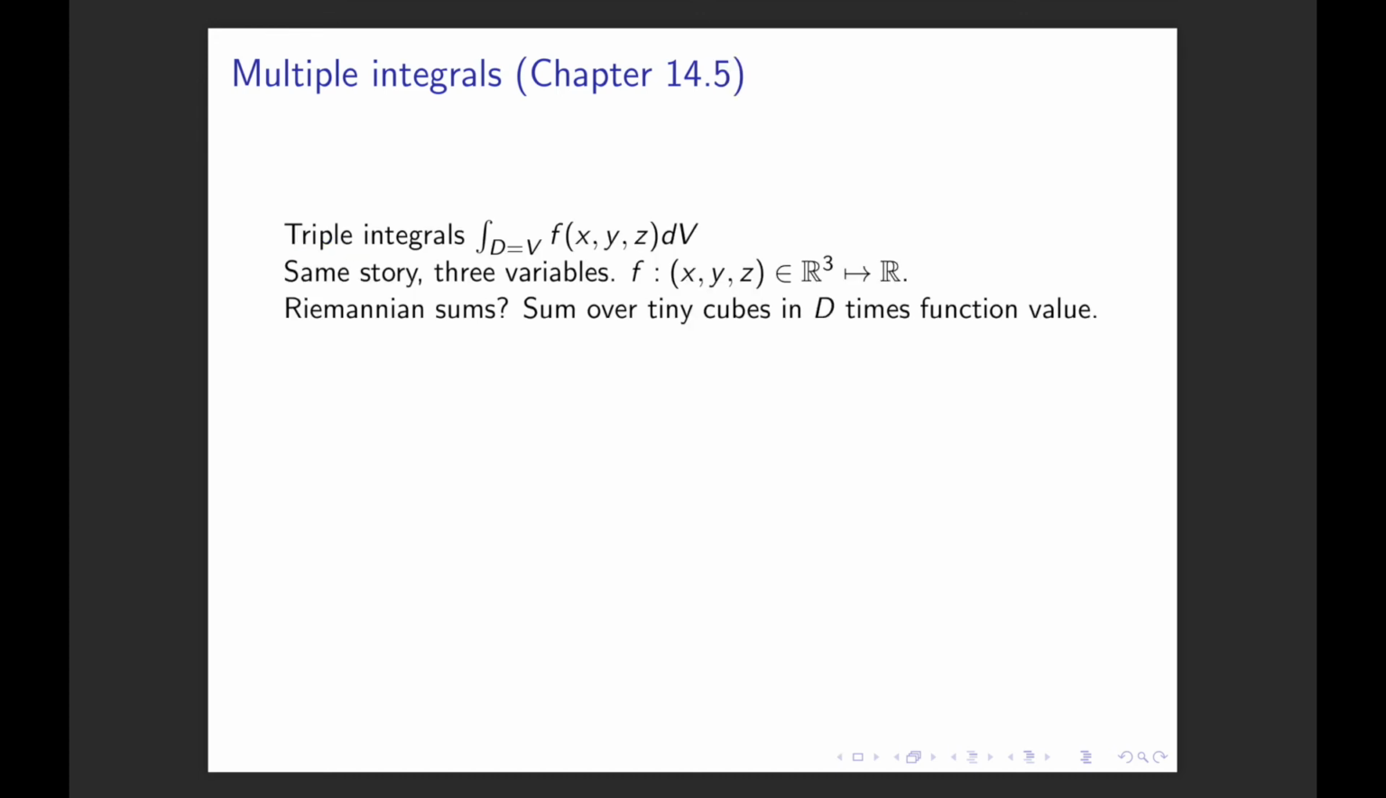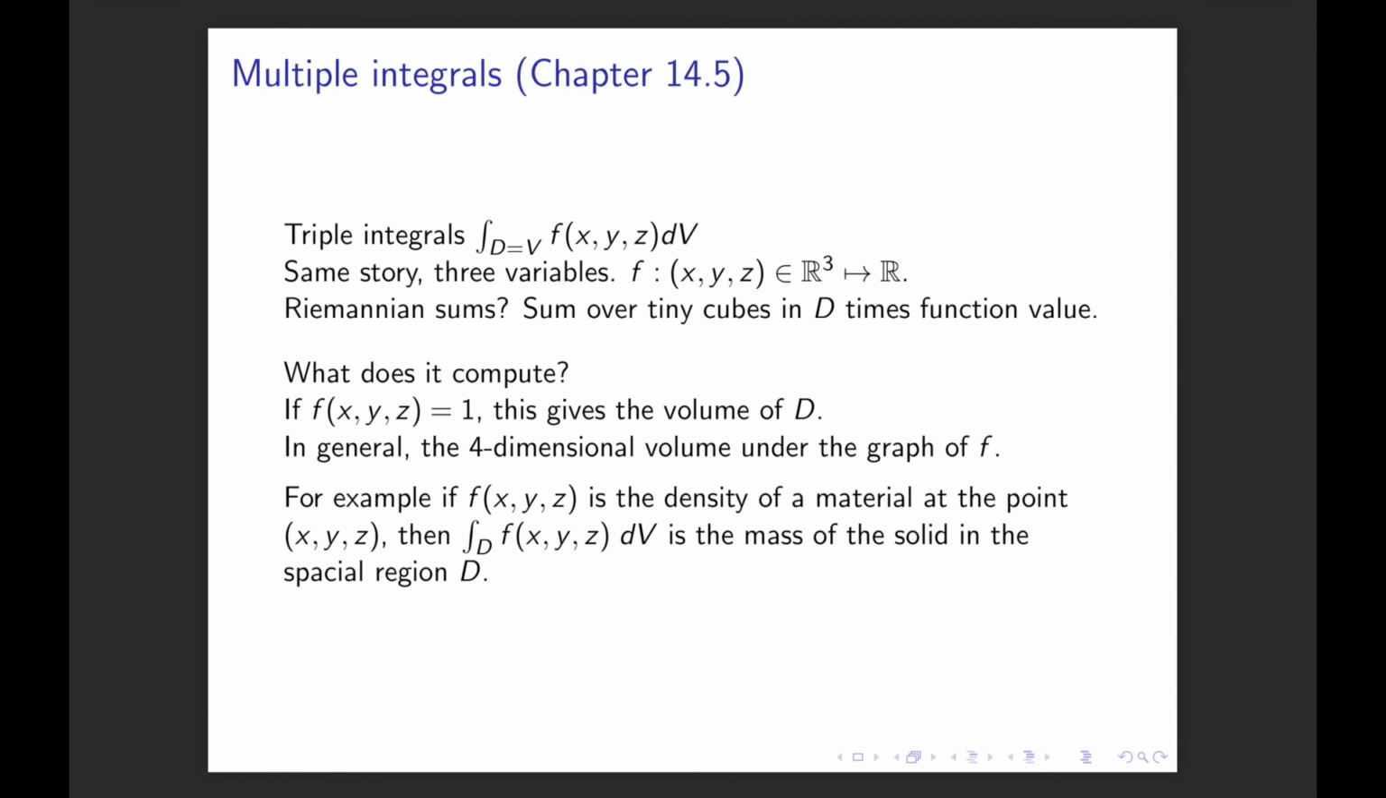Triple integrals, chapter 14.5. So that's really just adding another integral into one more direction. So the same story, 3 variables. f takes x, y and z and gives us a real value. We want to do our Riemannian sums. The tiny cubes that we're adding up this time are actually 4-dimensional. They are the dV, which are the volumes of the domain in R3, times the function value.